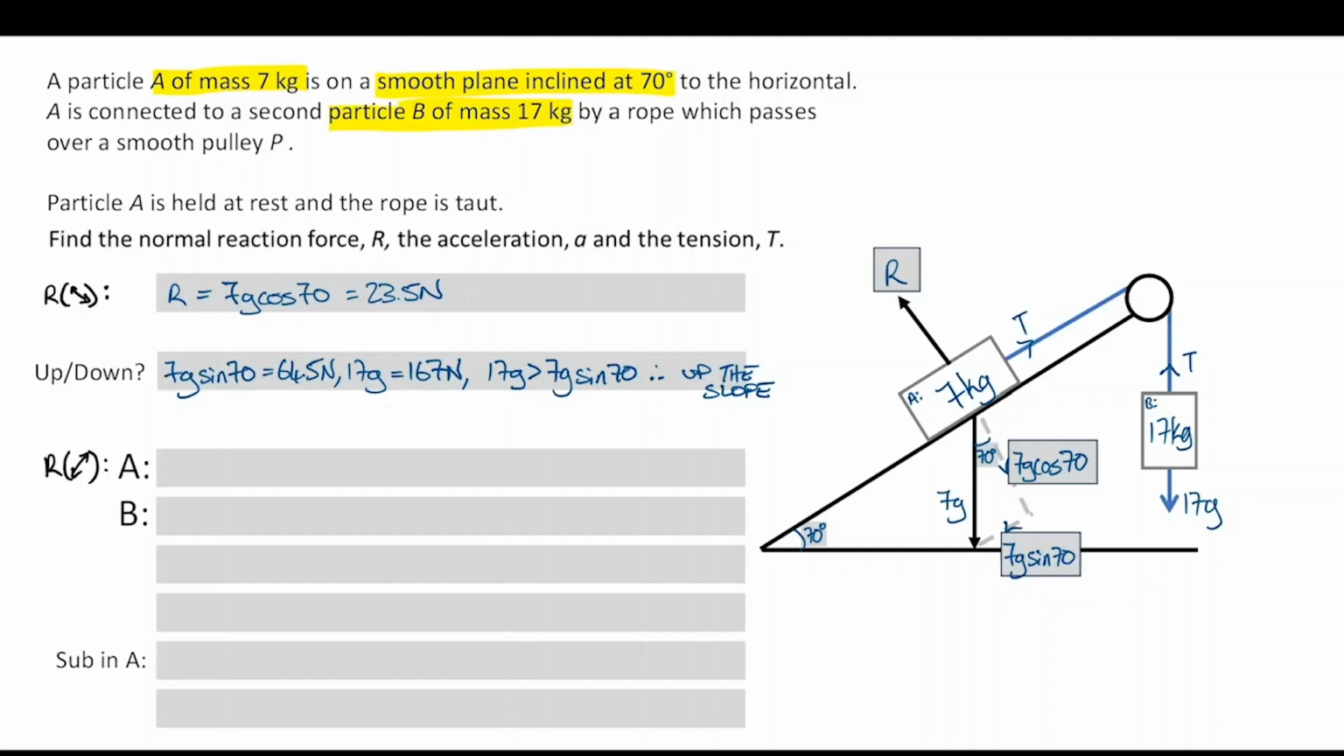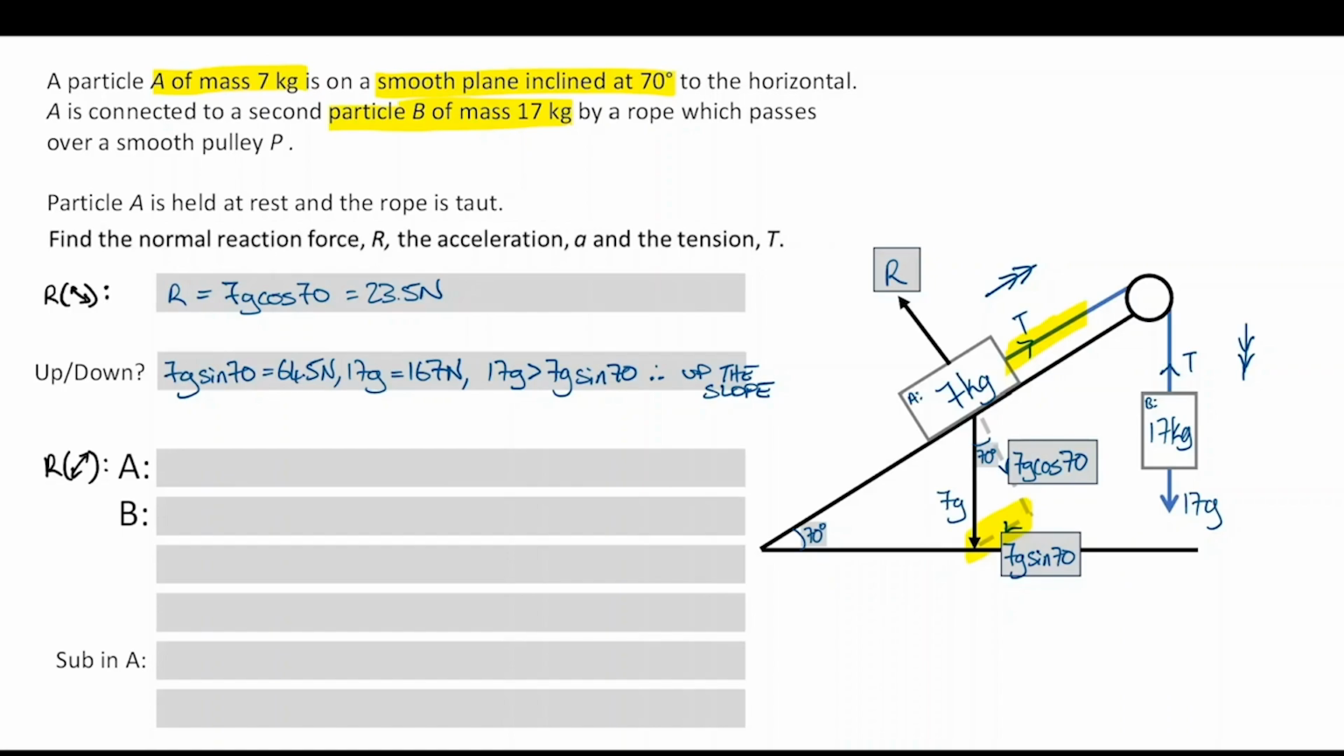Okay, so now that I've got that, I know the positive direction of motion, and I'll just label that onto the diagram as well. Okay, now to find the tension and the acceleration. We need to use the forces that are in the direction of motion for A, and then the forces in the direction of motion for B. For A, it's these two. It's the tension and it's the parallel component of the weight.